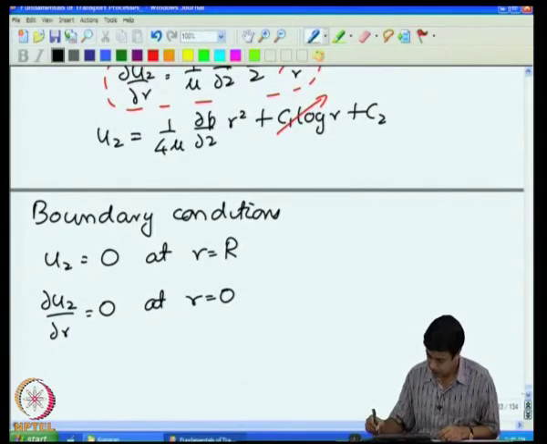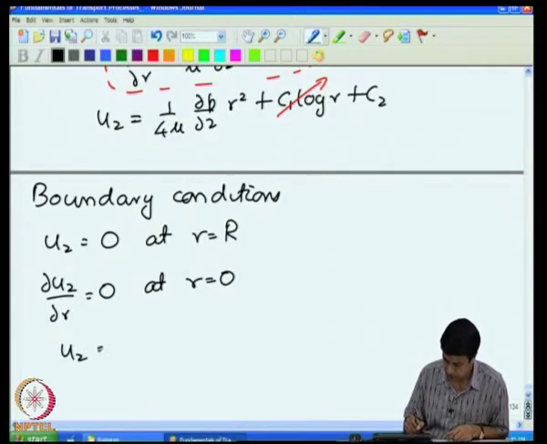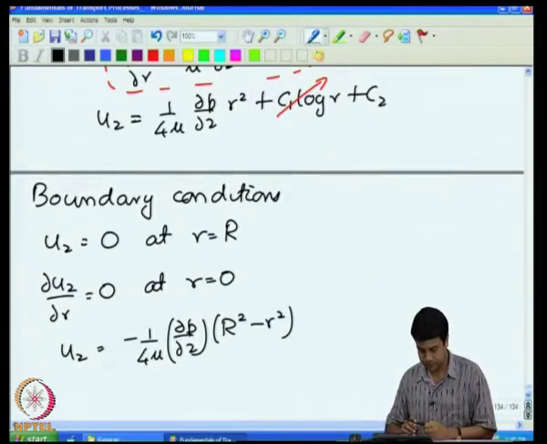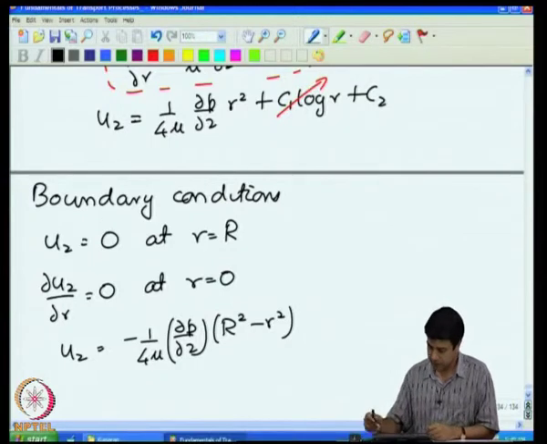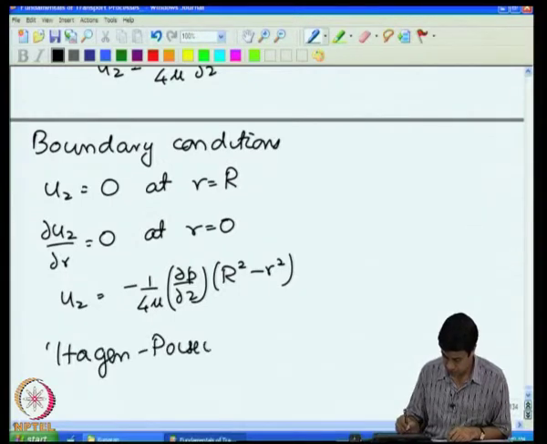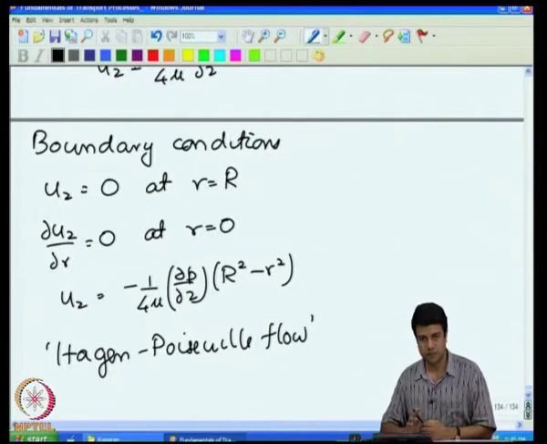And my final equation for the velocity becomes u_z is equal to minus 1 over 4 mu dp by dz into (R square minus r square). So, this is the final expression for the velocity field for the flow in a pipe. This is called the Hagen-Poiseuille flow for the flow in a pipe.